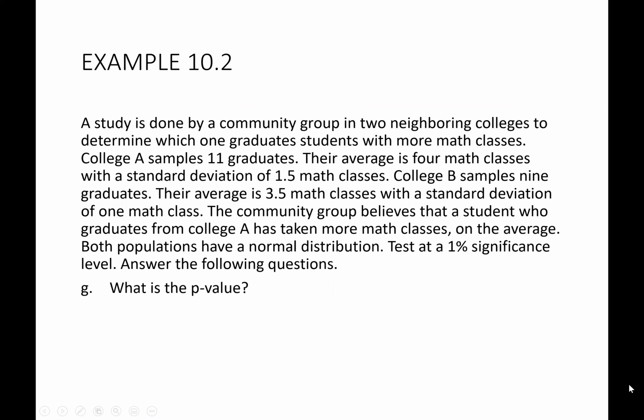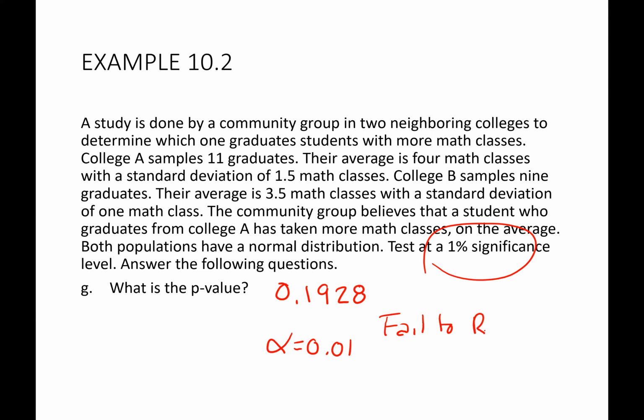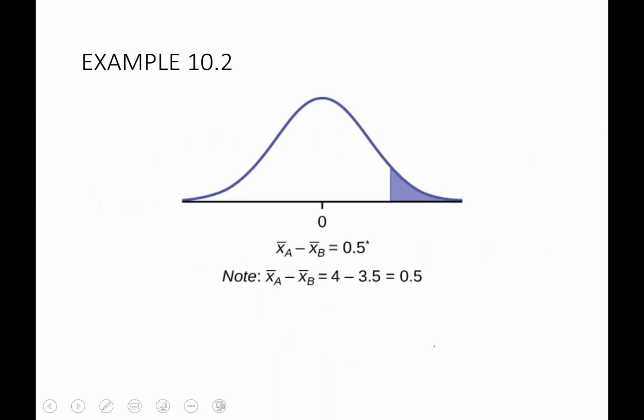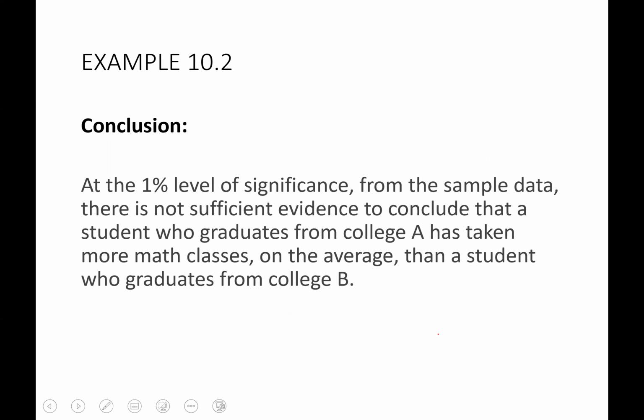So my p-value that I calculated was 0.1928 compared to alpha, which is 0.01, 1% significance. So if the p is high, the null must fly. So we are going to fail to reject. So what that means is that the evidence doesn't support what they believe, that College A graduates students who've taken more math classes than College B.